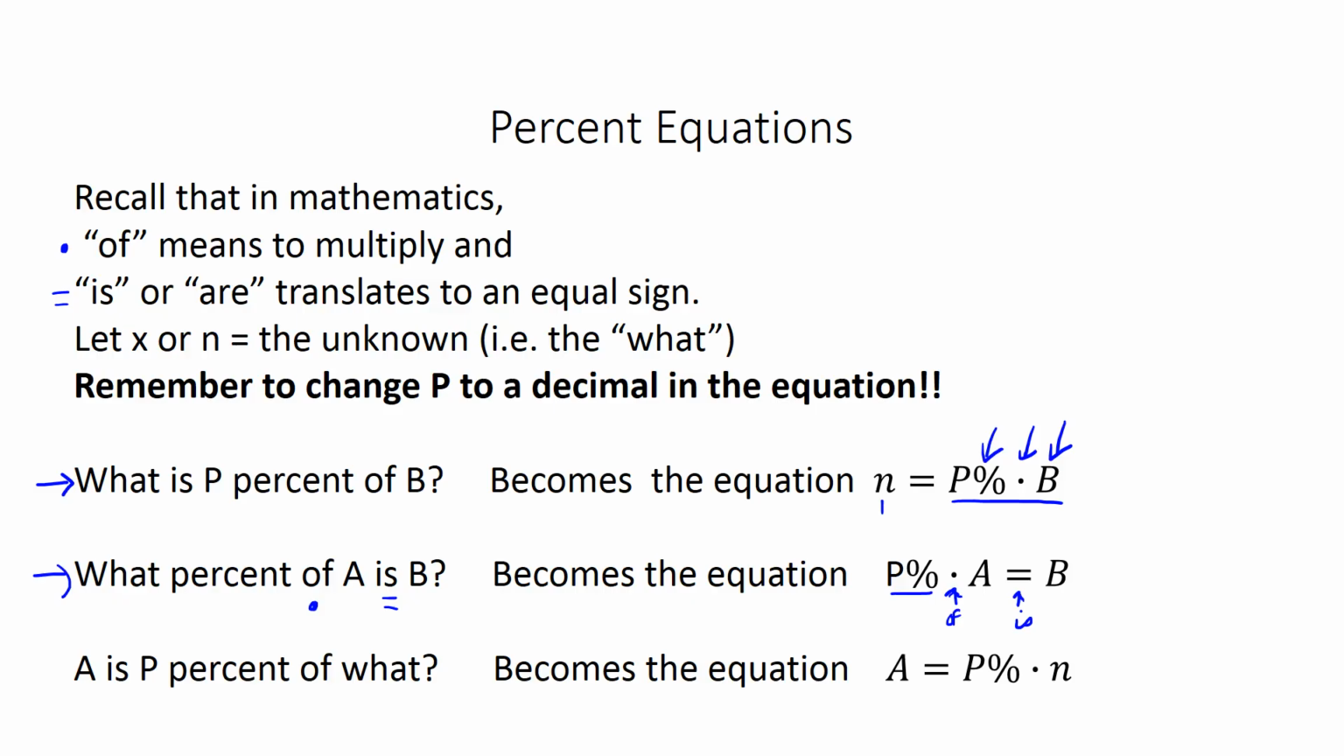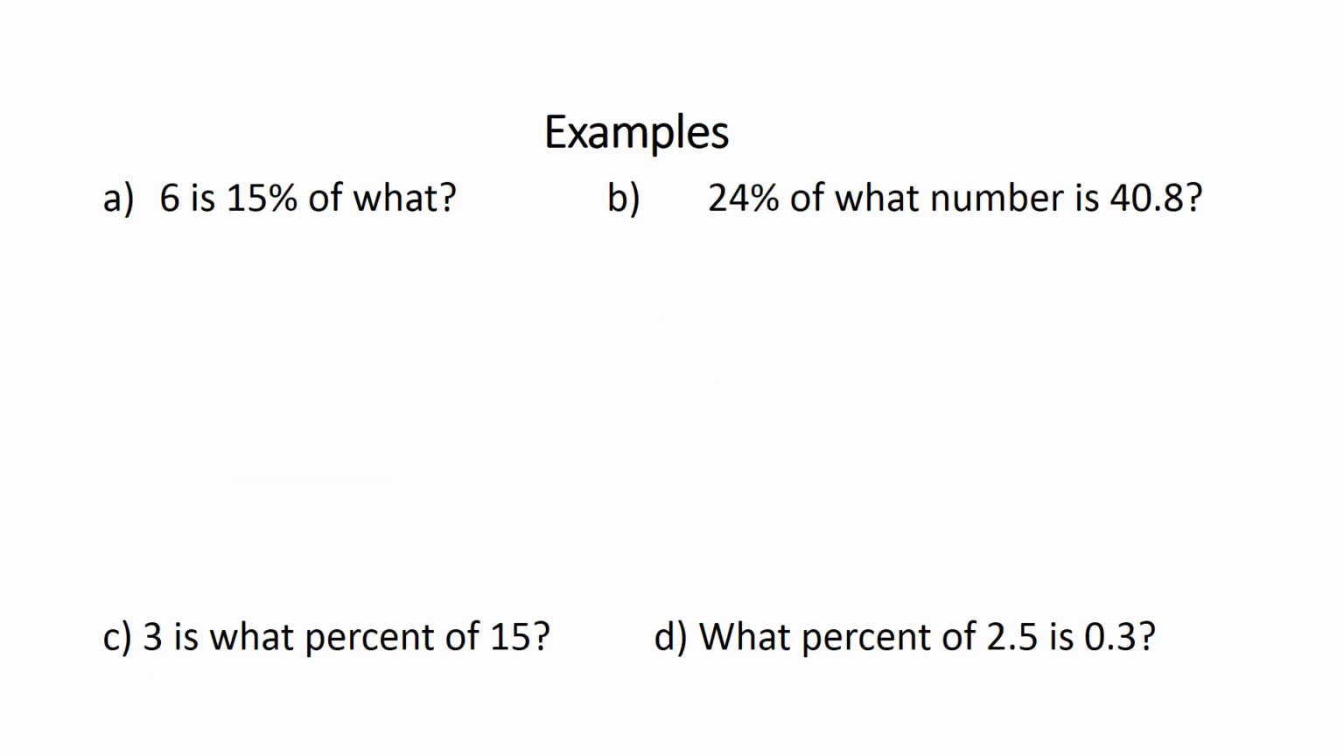A is P percent of what is the last one. So A is, which becomes equal, P percent of what? So A equals P percent of what? So examples, and some people can just look at the examples and know exactly, okay, here I'm going to divide, here I'm going to multiply, that type of thing. But if you can't, just set up an equation.